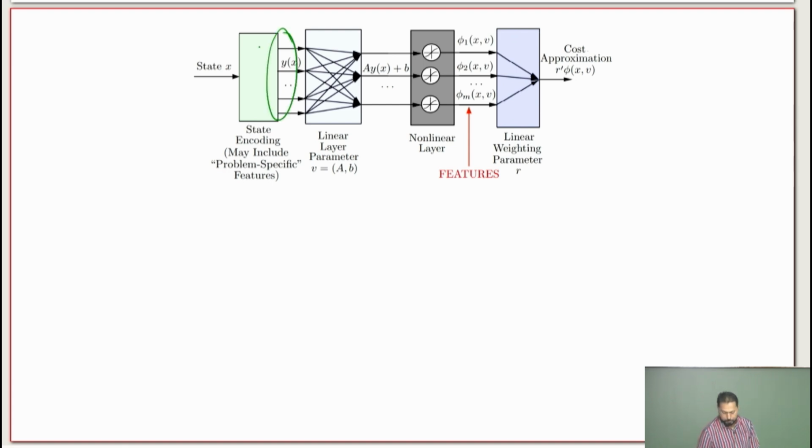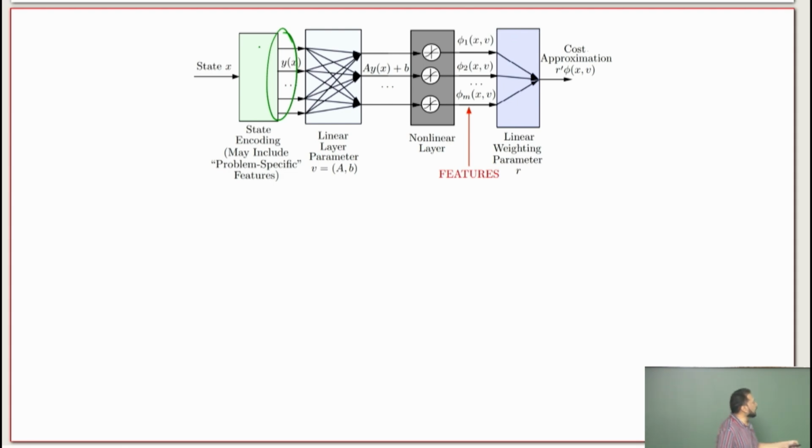Now in the neural network based approximations, a vector x goes in as input, and then it may go through some problem specific feature extraction, and then it gets y, and this y goes through a linear combination, A y plus b. A in this case will be the weights of the network, and then we add a bias term b. Then we do a nonlinear activation by some activation functions, phi 1, phi 2, phi m. Let's say it went via some sigmoid or ReLU, and the outcome that we get is the features phi 1 to phi m.